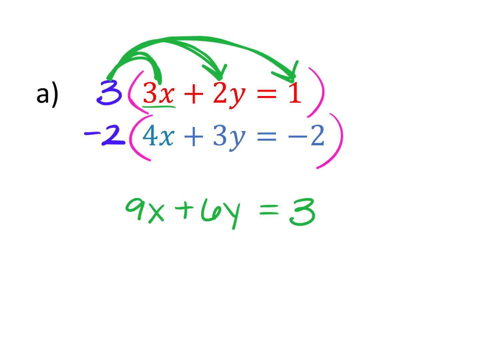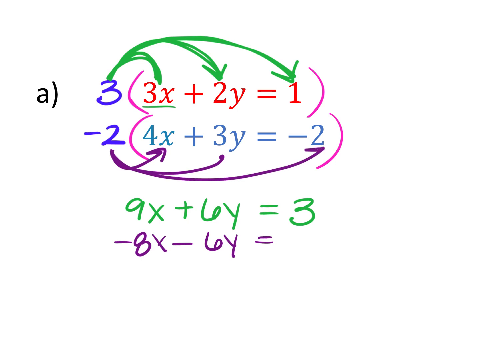Okay, then your bottom one, we're going to do the same thing, but we're multiplying everything by -2 now. So -2 times 4x is a -8x. -2 times 3y is a -6y. And -2 times -2 is a +4.